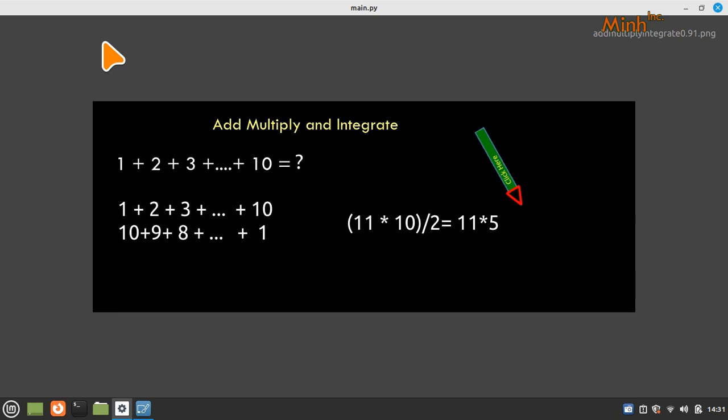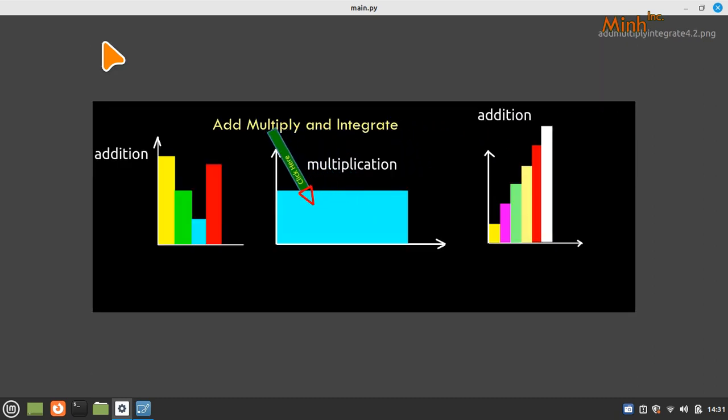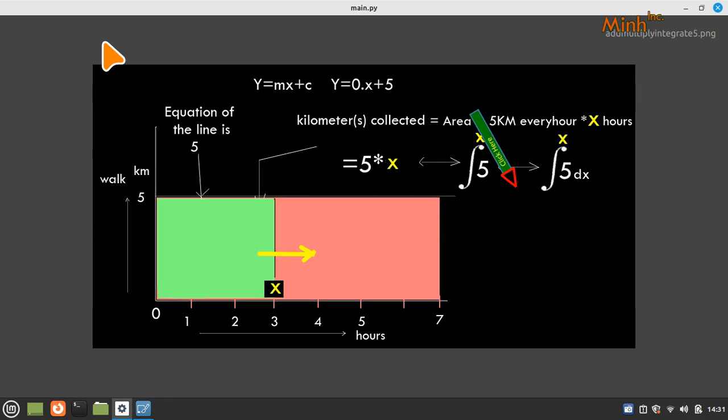Here addition is calculated in another funny way. But all of it can be represented through area. If I get the area, then the total addition is done. So that is the scenario. Okay, so we'll proceed more on it.